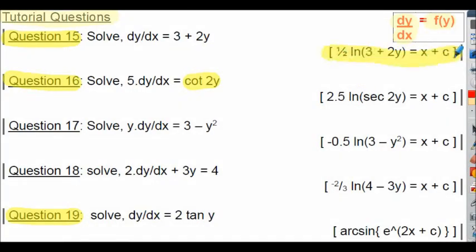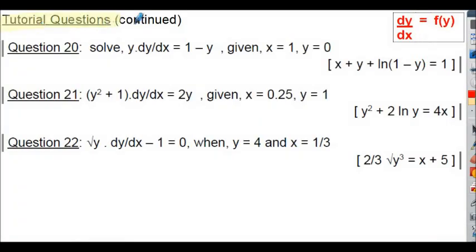Answers to question 15, 16, etc. through to 19, shown in these square brackets on the right hand side. Notice question 15 to 19 result in general solutions. In other words, there's a constant of integration within our solutions on the right hand side.